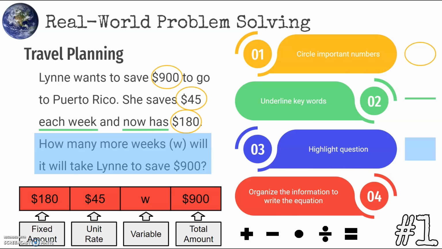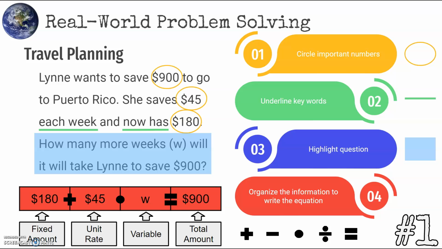We just need to know what are we going to do with those numbers. Well, we need to add, we need to multiply, and we need to equal something. We're going to add our fixed amount to our unit rate, but before we do that, we're going to multiply that unit rate by how many weeks, or by our variable. And that's what that dot means. That means multiplication. All of that together, those three things, the fixed amount, the unit rate, and the variable, are going to equal our $900. So that is what our equation looks like. 180 plus 45W, or 45 times W, equals 900.